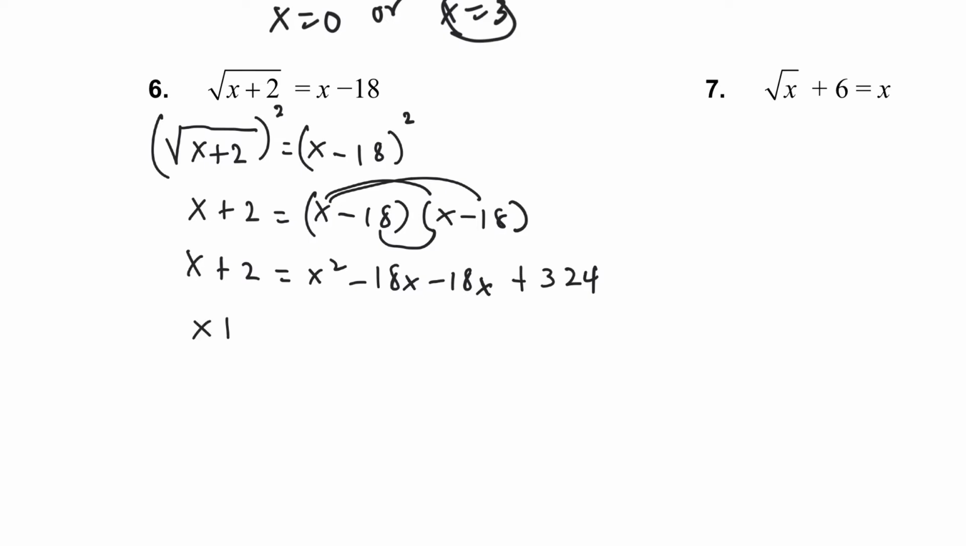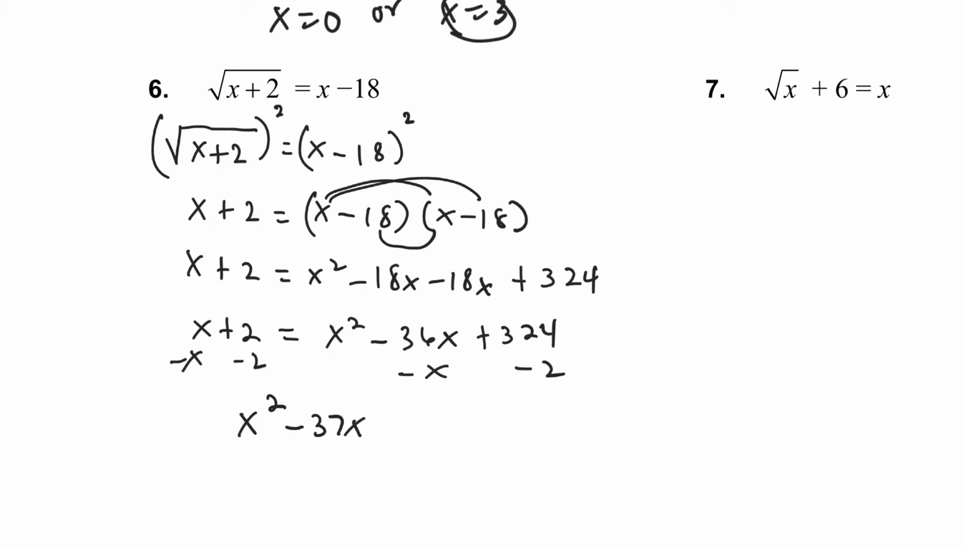So we have x plus 2 is equal to x squared minus 36x plus 324. Subtract 2, subtract x. So you have x squared minus 37x plus 324 minus 2, which is 322.